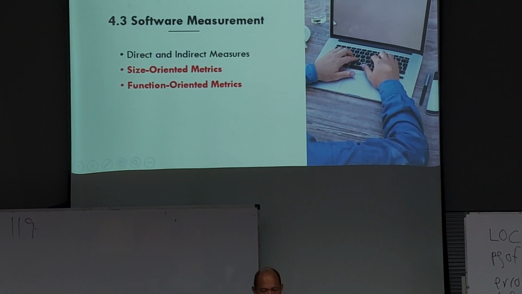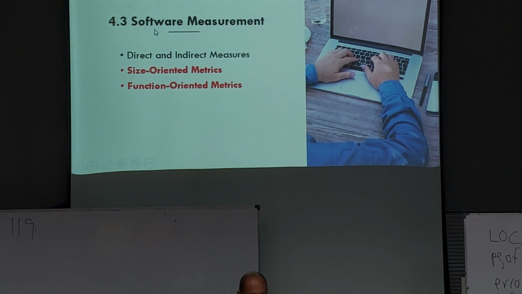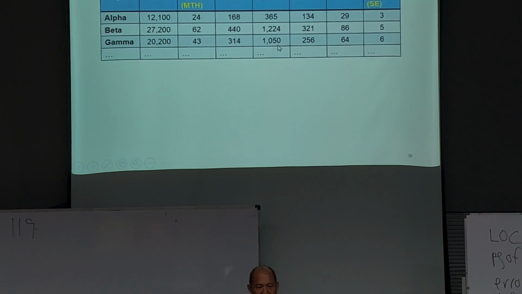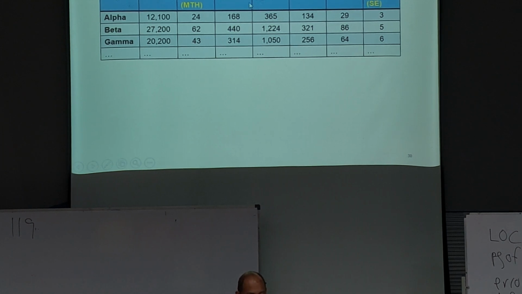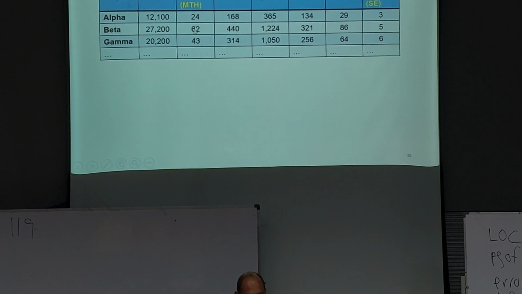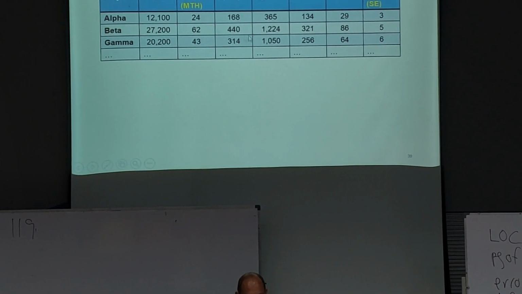Okay, so next, size-oriented metrics and function-oriented metrics. Examples of size-oriented metrics are normalized: lines of code, how many? Effort in terms of months, how many? Cost, how many? Pages of documentation, how many? And so on.